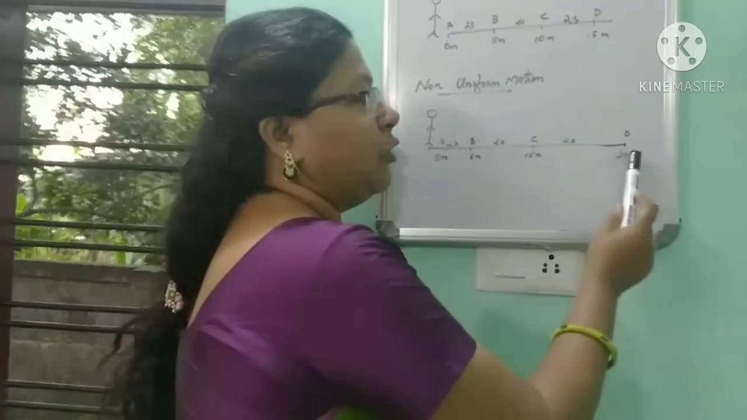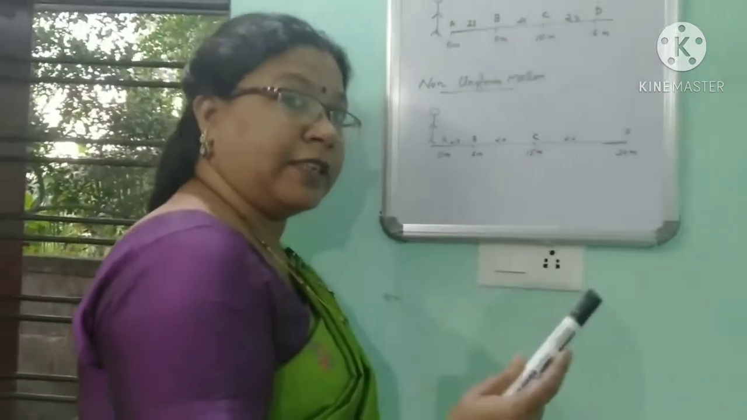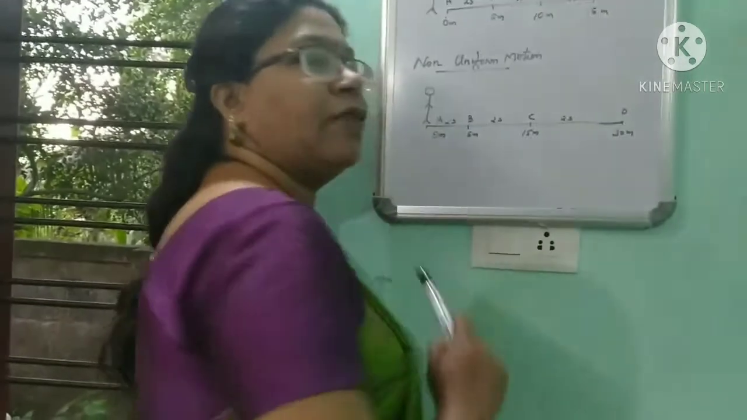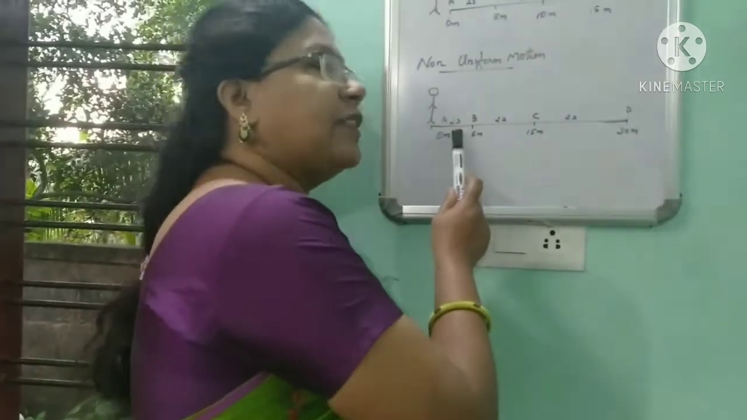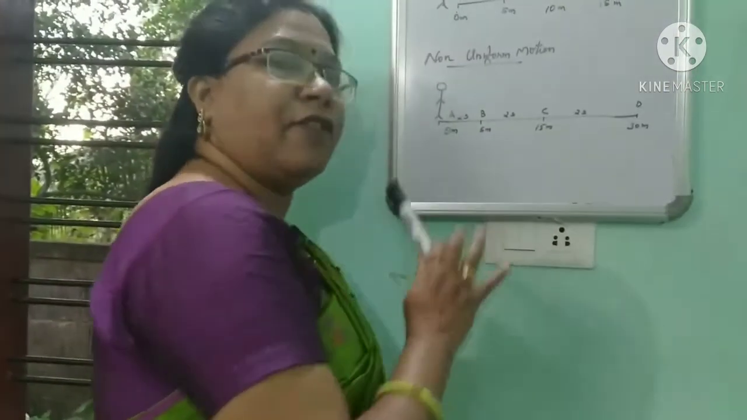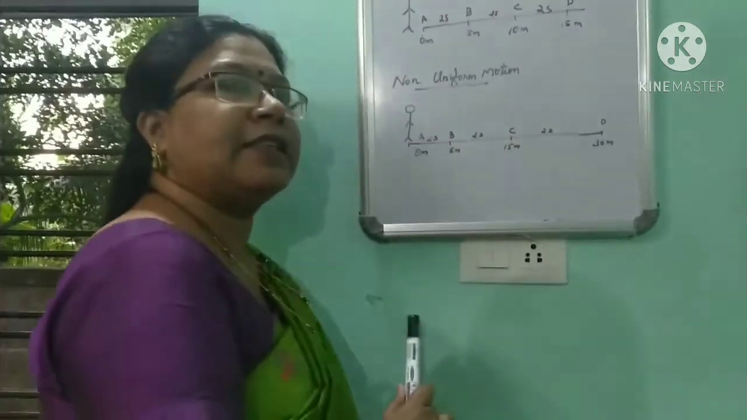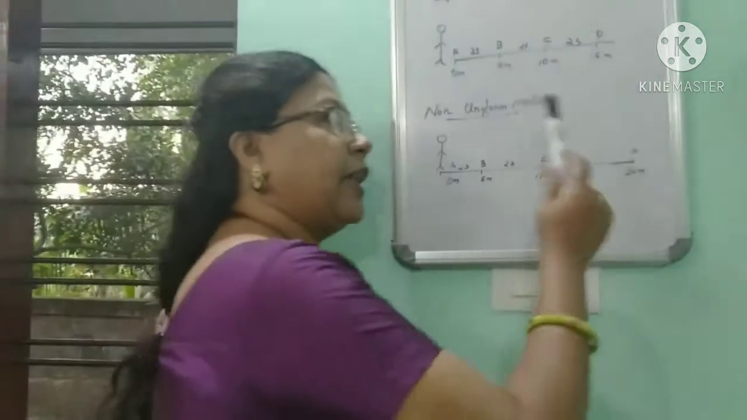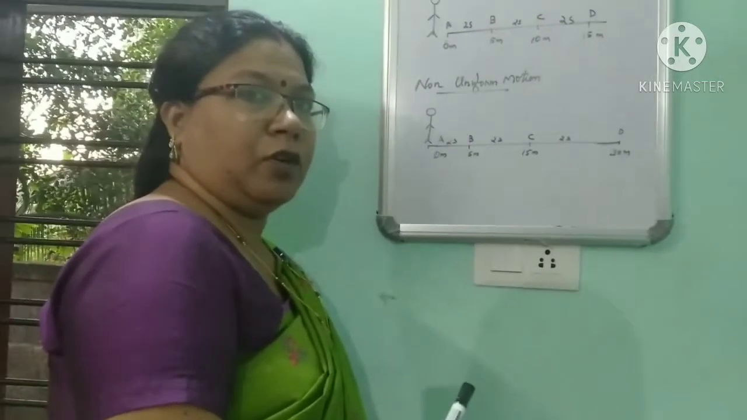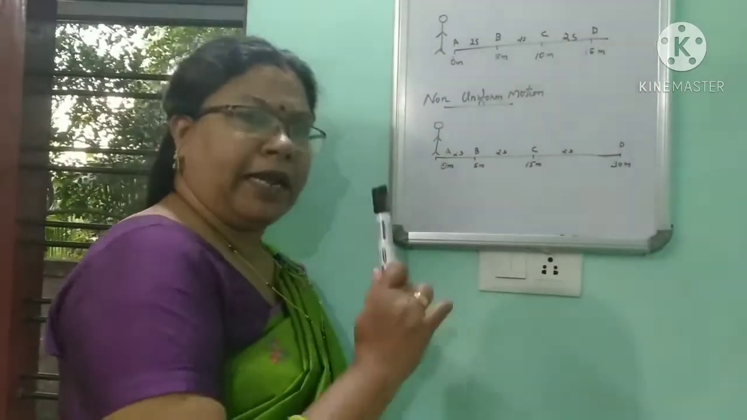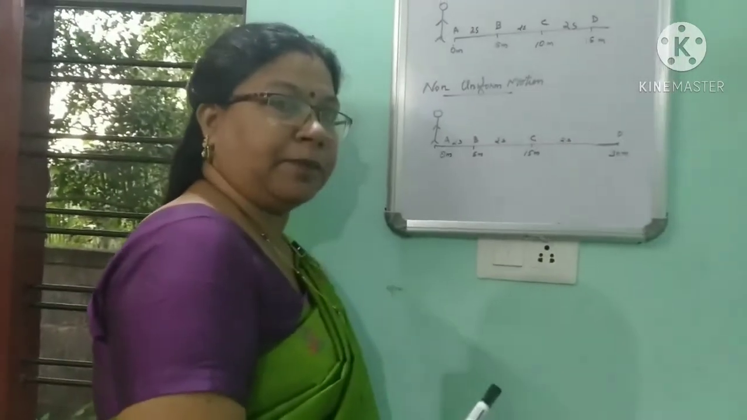Then C to D. C is 15 meter and D is 30 meter. So the distance traveled there is 15 meter. So while you examine this figure, during the first 2 seconds, the distance traveled is 5 meter. During the next 2 seconds, 10 meter. And during the next 2 seconds, 15 meter. So the time interval is equal, but is the distance traveled the same? No, the distance traveled goes on changing, isn't it?